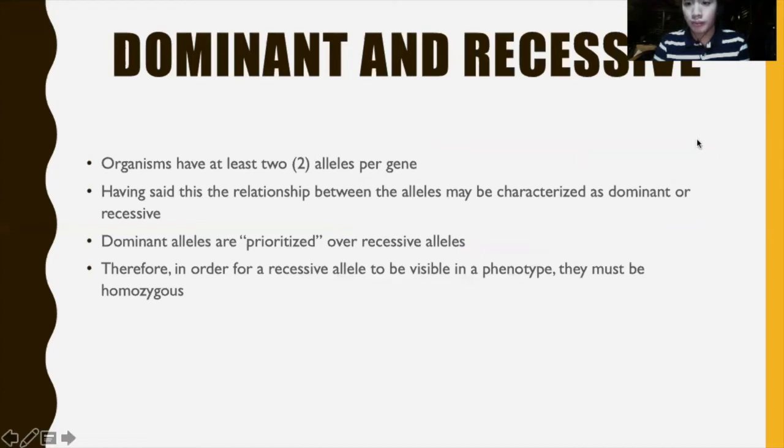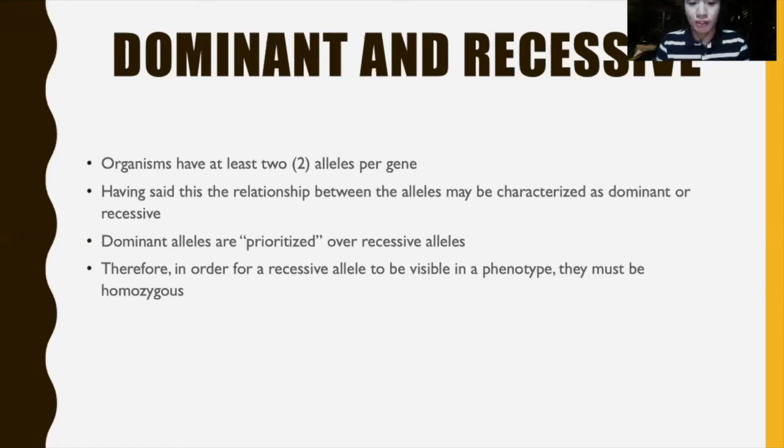Now, dominant and recessive. Organisms have at least two alleles per gene, always. Having said this, the relationship between alleles may be characterized as dominant or recessive. Dominant traits are always prioritized over recessive alleles. Unless you have two recessive alleles, then the phenotype will come out as that recessive allele. Otherwise, if you have a pairing of a dominant and a recessive allele, then what will come out is that dominant allele. Check the last bullet.